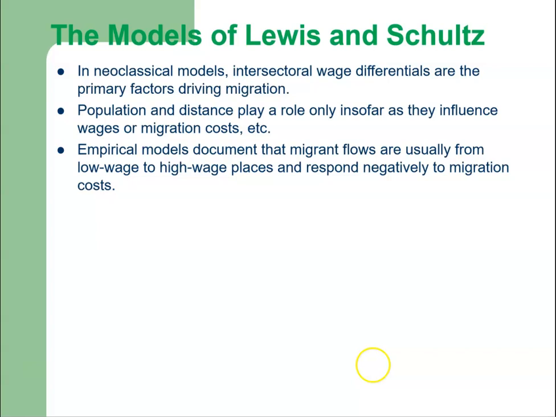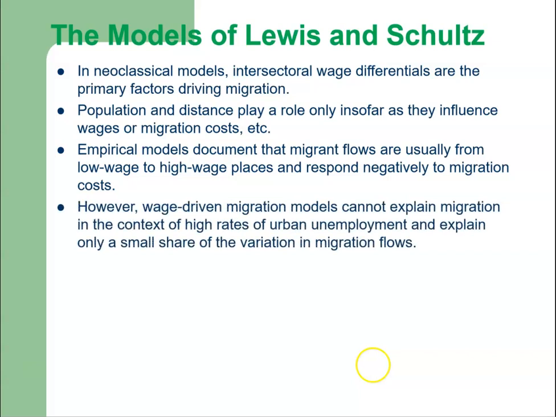If the cost of migration from area I to area J is higher, then migration may be negatively affected. However, wage-driven migration models cannot explain migration in the context of high rates of urban unemployment, and explain only a small share of variation in migrants' flow.